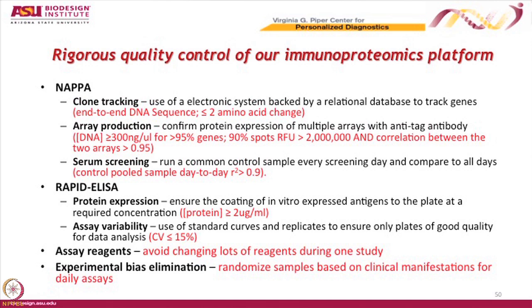So we're checking to make sure that we're adding enough DNA, that we're making enough protein, and that the features on the arrays from one array to another agree with each other. So we do that for every experiment we do. Okay, and then when we do serum screening, we run the common control sample. I mentioned that to you already, and we show that from day to day, the correlation is better than 90%.